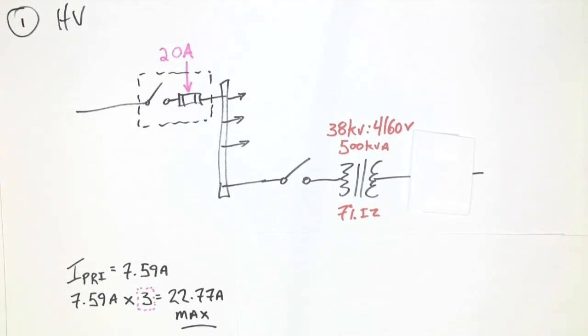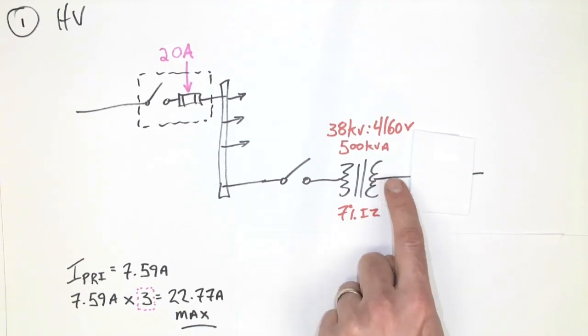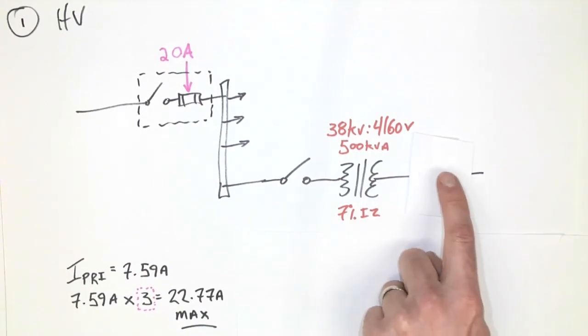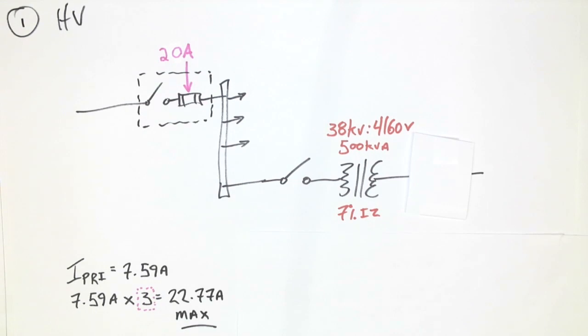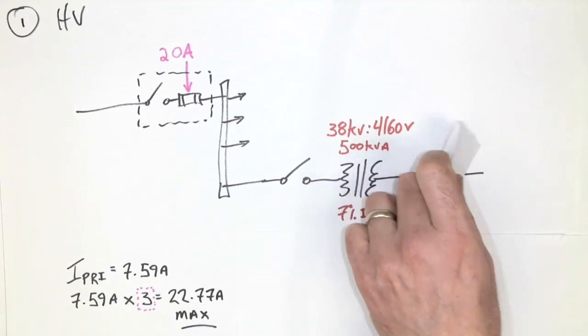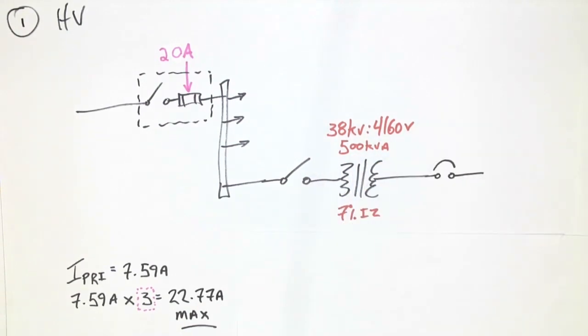The second step is then to determine what size of secondary overcurrent is the largest that I'm permitted to put on. Remember, the secondary overcurrent is going to protect the secondary conductors going off to the load. So first we need to know what type of overcurrent it is, either a fuse or a breaker. We are going to use a breaker in this installation.